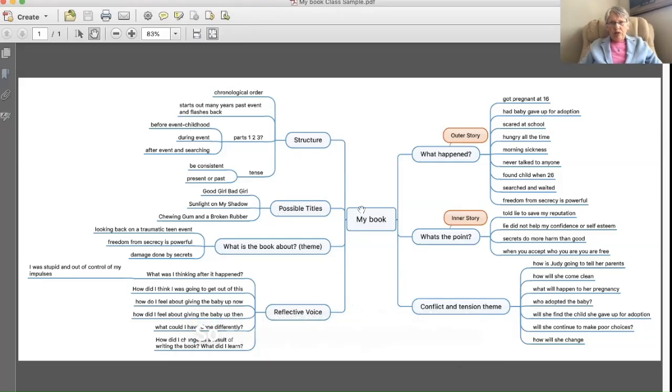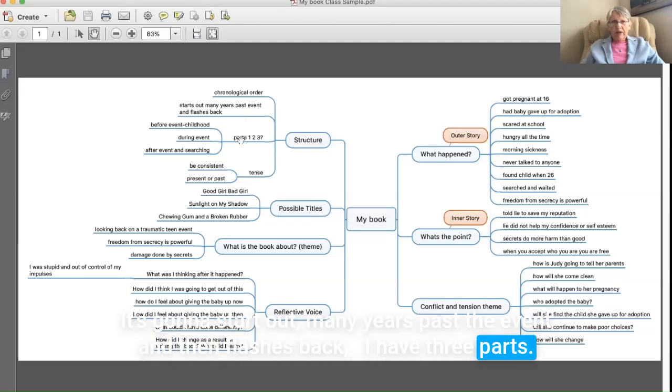So on the top, I've got structure. So how am I going to do this? Am I going to write it out in chronological order, or am I going to move stuff around? I think probably most of us find it easier to write in chronological order, and then later, after it's done, you can move stuff around. So it's going to be in chronological order. It's going to start out many years past the event and then flashes back.